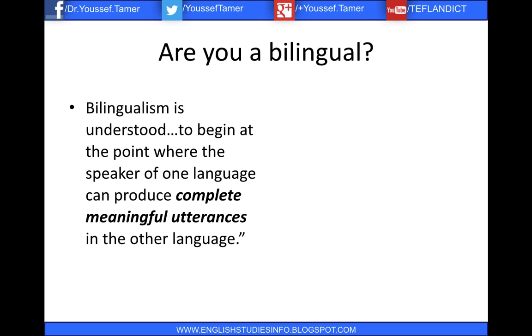Bilingualism is understood to begin at the point where the speaker of one language can produce complete, meaningful utterances in the other language. When somebody starts to produce complete, meaningful utterances, sentences in the other language, he is referred to as a bilingual. There is bilingualism. He has bilingualism.